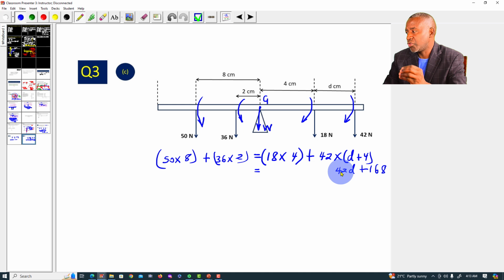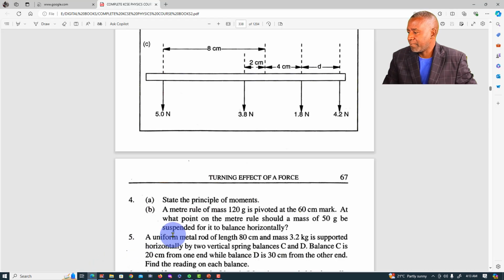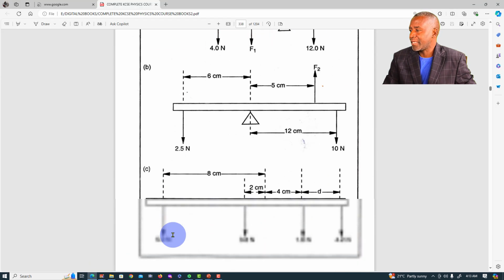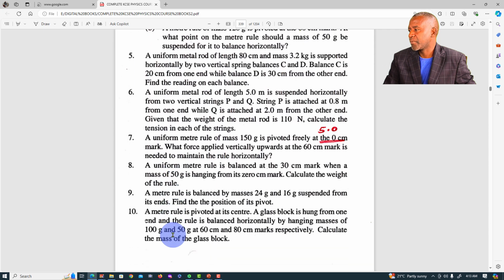I want to challenge you to go back to that exercise. When you go back to that exercise, you'll find some questions at the end. Let me just show you those questions. These questions here, from number 5, 6, 7, 8, and 9, and even 10. Can you give me a solution to those numbers from number 5 to 10 as some kind of an assignment?